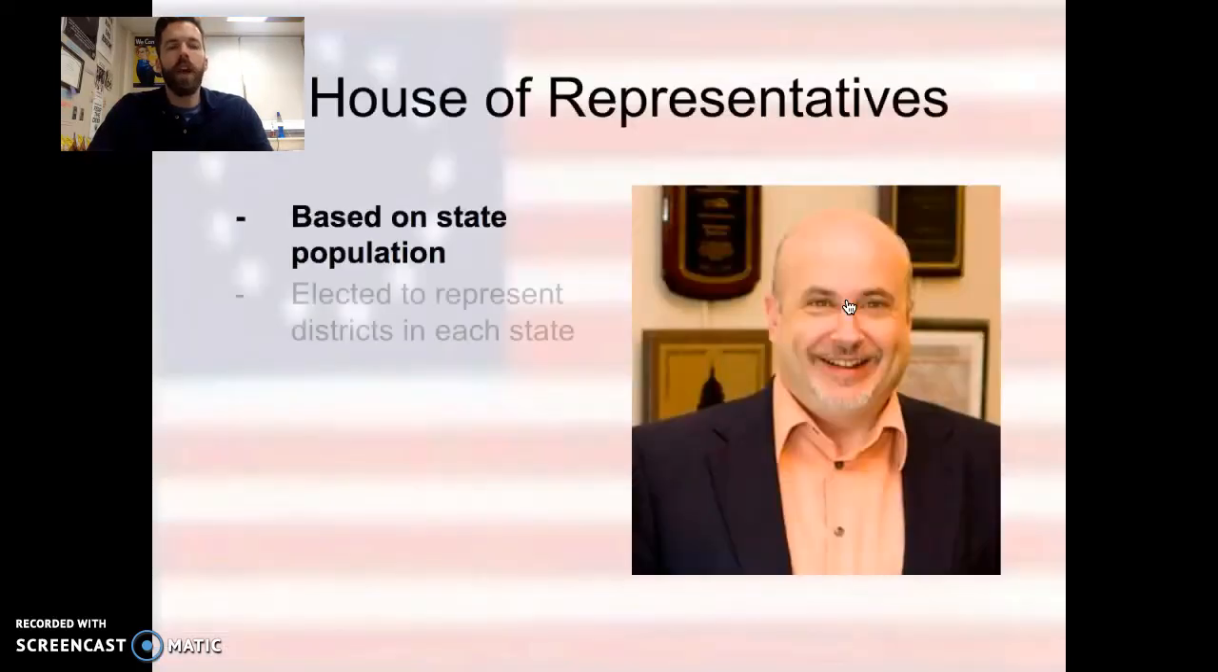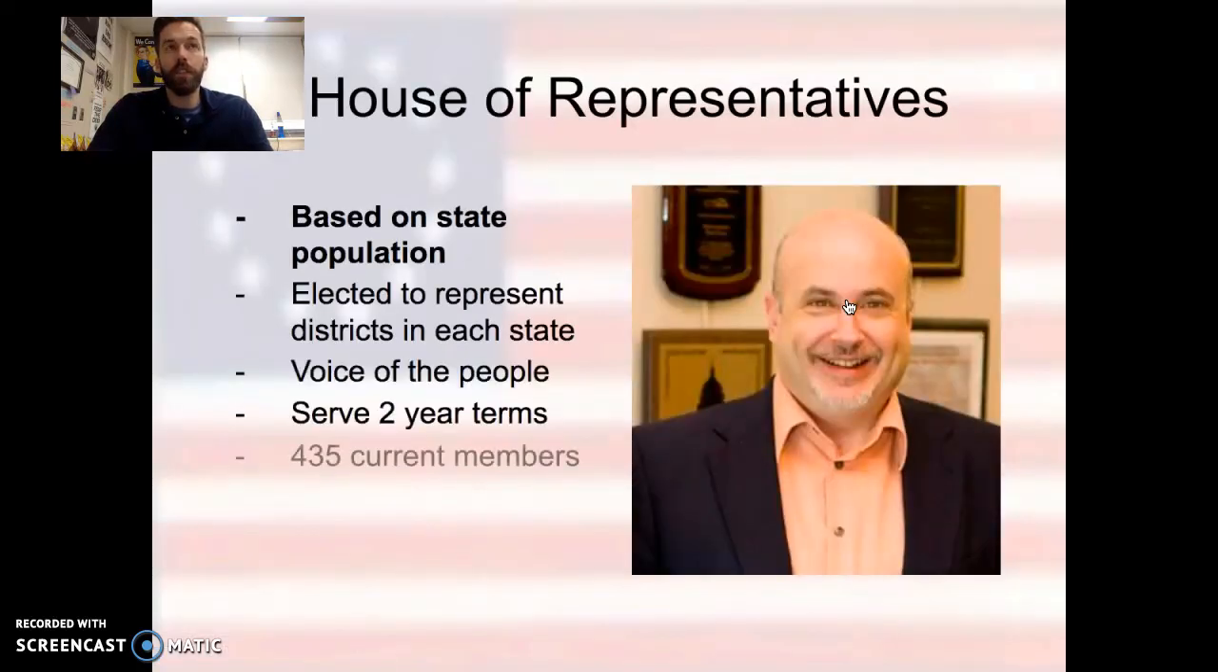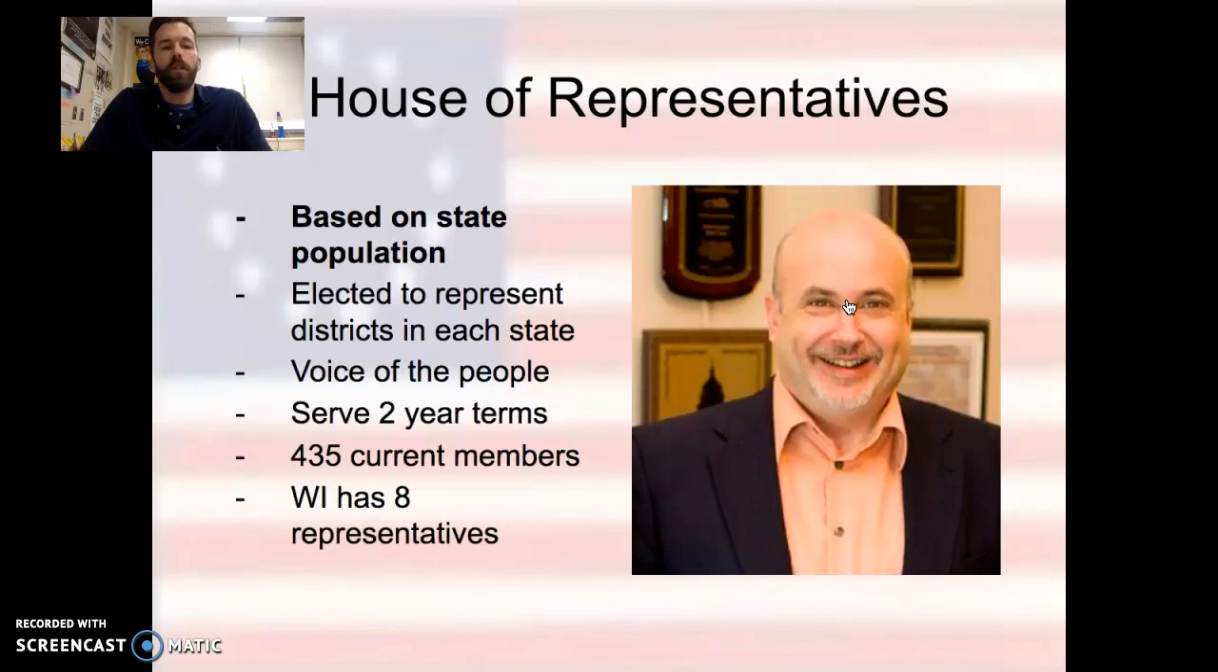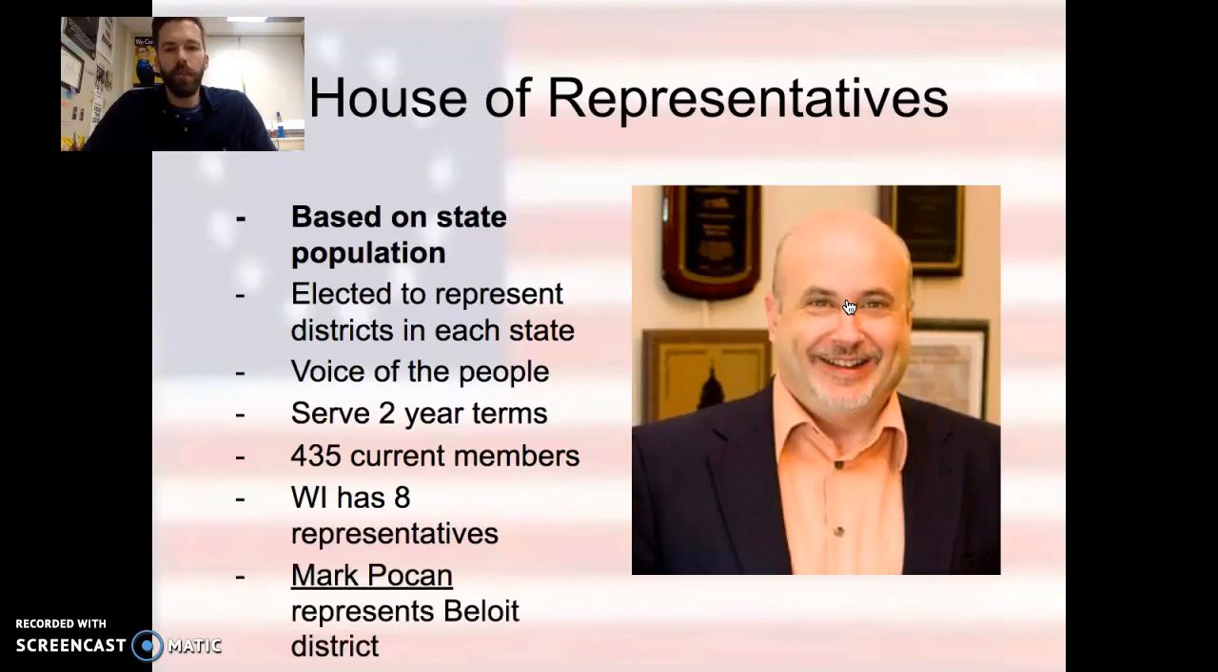Okay, so the House of Representatives, this is the Virginia Plan, so it's based on population. There are 435 members. They all serve two-year terms. They're considered the voice of the people because they only represent their district, so they're much closer to their constituents. They're up for re-election every two years, and Wisconsin, based on population, has 8 representatives. Mark Pocan is Beloit's representative. He represents the 2nd district.